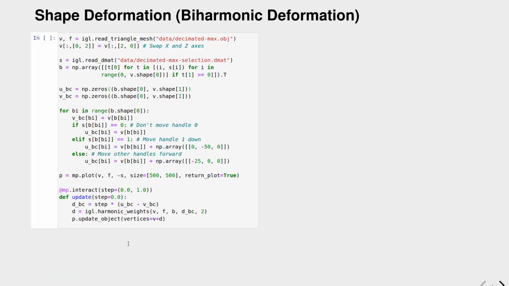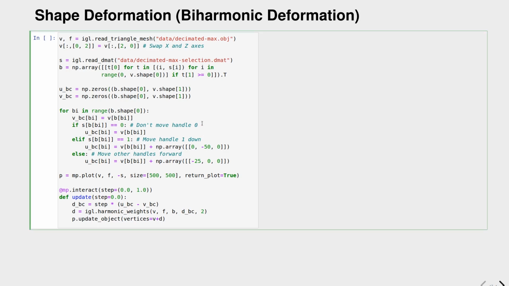So our next topic in geometry processing is shape deformation, and here we cover two different techniques. The first one is biharmonic deformation, and this is something that we've already seen in texture mapping or parametrization. There we've seen the technique of harmonic parametrization, and this is related here. So let's first show the animation, and then we're gonna go through the code line by line.